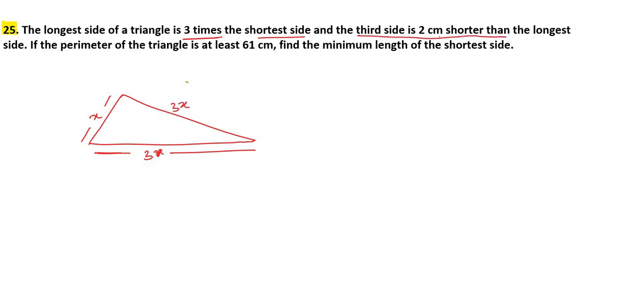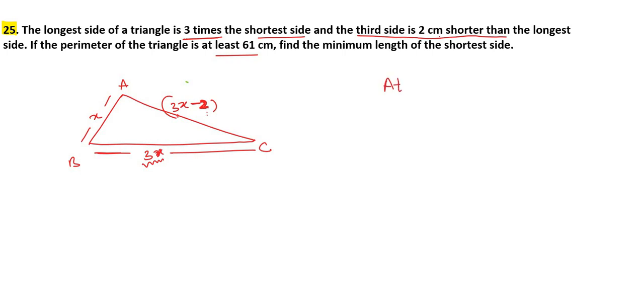So it will be 3x minus 2. Longest is 3x, shortest is 2 centimeters less. So it will be 3x minus 2. So this is my triangle ABC. So they are saying the perimeter is at least 61.